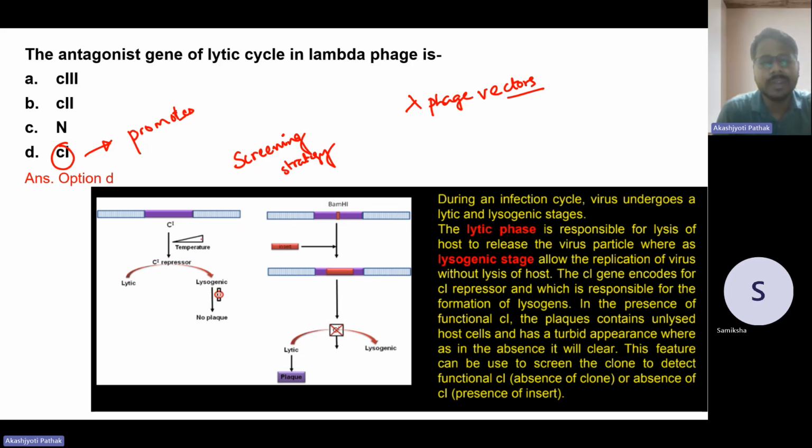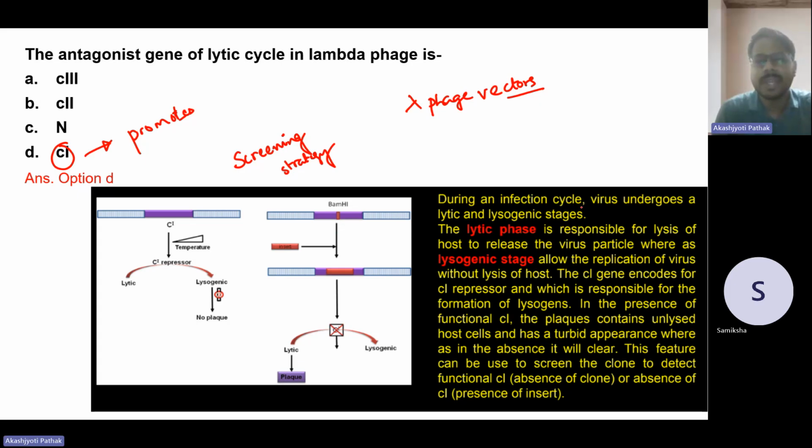Now, if you clone your gene of interest in this gene of the C1 repressor protein, what will happen? Functional C1 repressor protein will not be expressed. Now the lytic cycle will be active, so you will get plaques. So you remember that this is the protein.